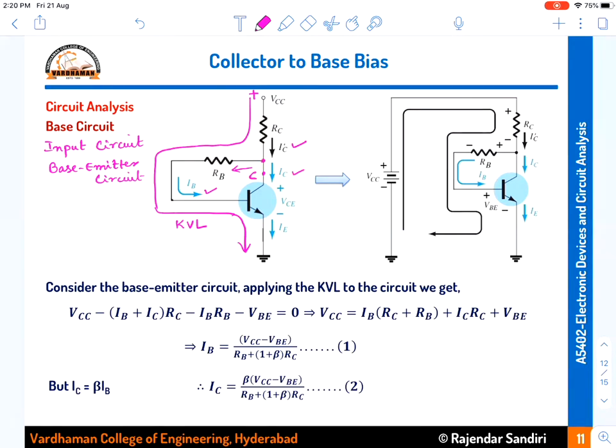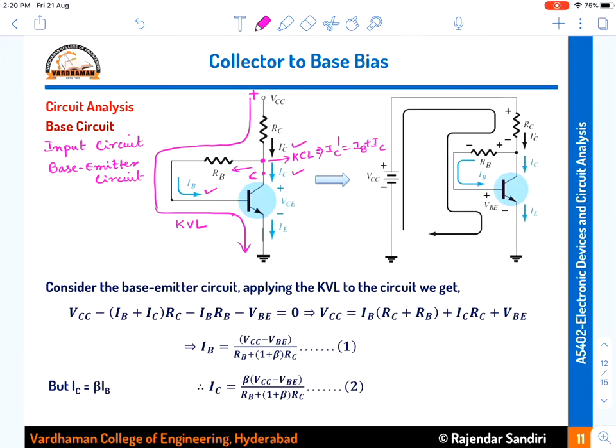Now if you apply KCL at this node, then what will it be? IC dash is the current coming into the node, which is equal to the current leaving out of the node. IC dash is equal to IB plus IC. That means the current that is flowing in this RC resistor is IB plus IC.